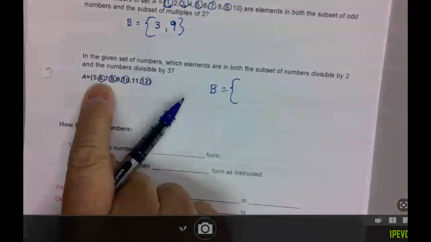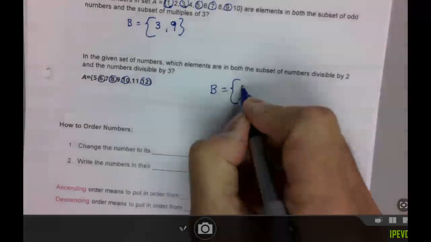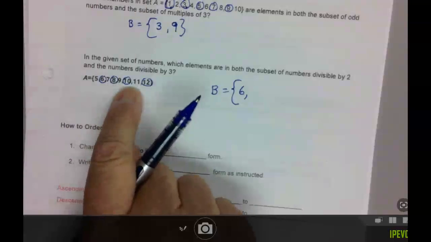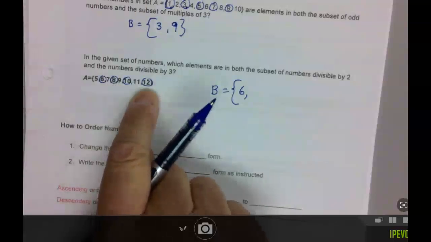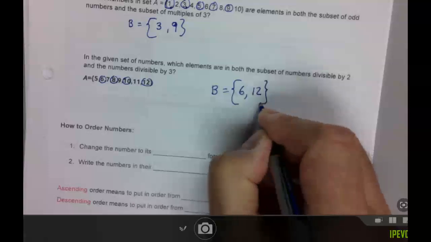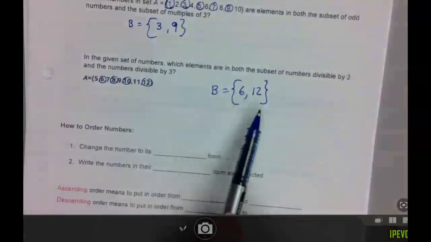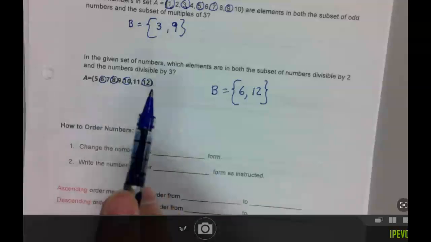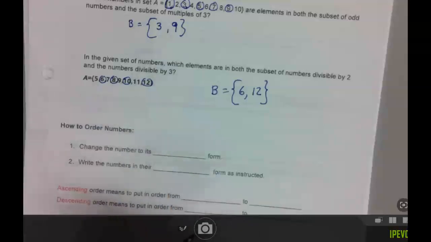And which one of those is also divisible by 3? Does 3 go into 6? Yep. Does 3 go into 8 evenly? No. Does 3 go into 10 evenly? No. Does 3 go into 12? Yes. So those are the only two numbers in that subset. Does that make sense? I have to visually circle them and do that. That's just me. That might help you.